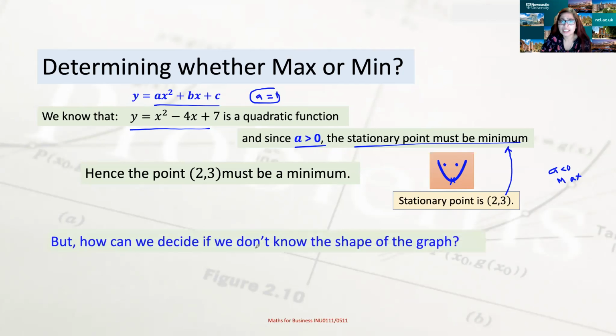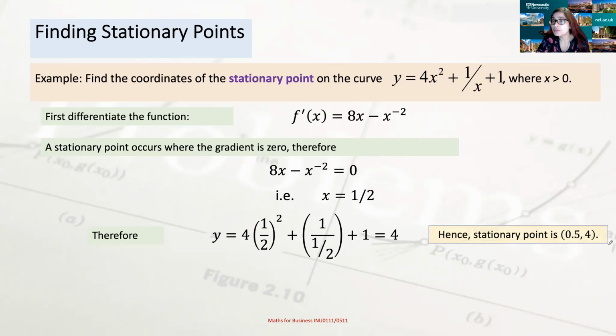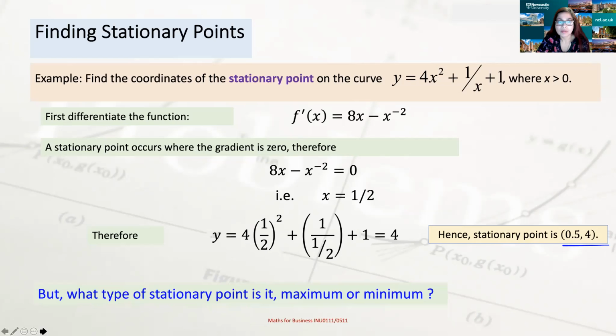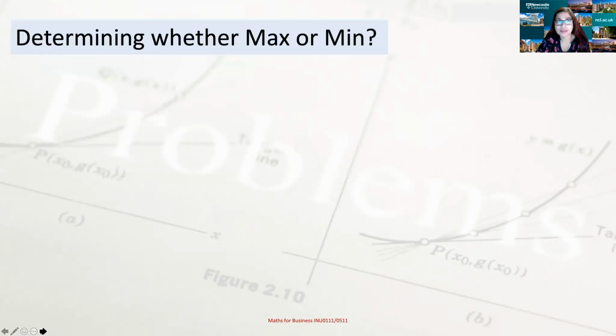But how do we decide if we don't know the shape of the graph? Here you know that the shape of the graph is a parabola. What if you don't know the shape? For example, for this problem you just solved, you found the stationary point to be 0.5 and 4. What type of stationary point is it? Is it maximum or minimum? That's where you can use the first derivative to identify the nature of the stationary point.